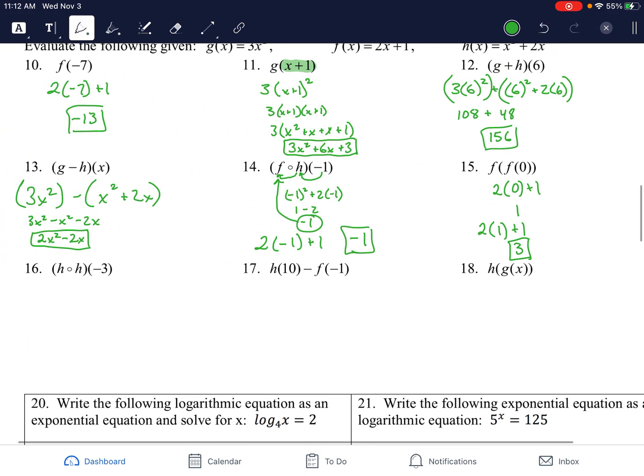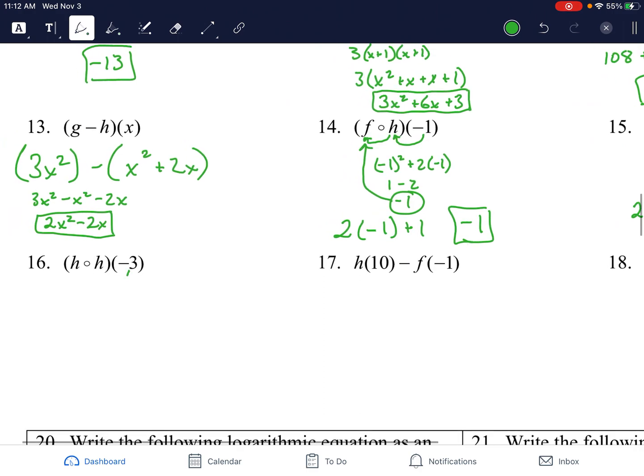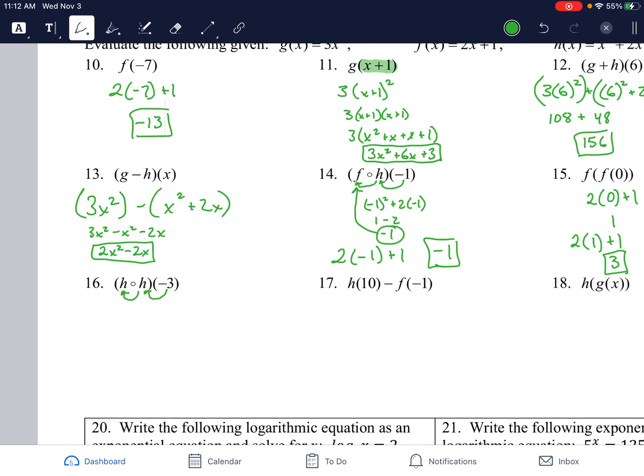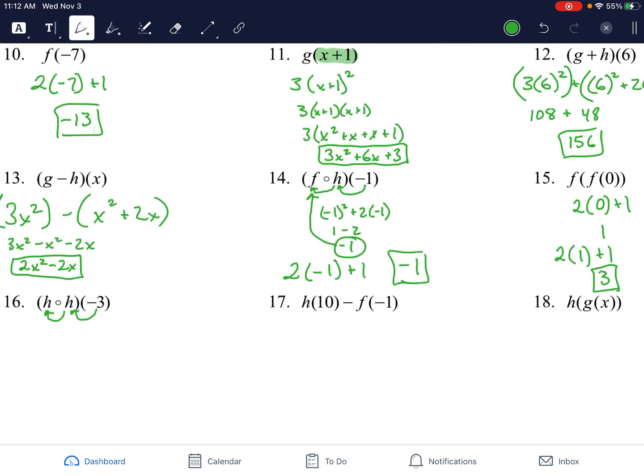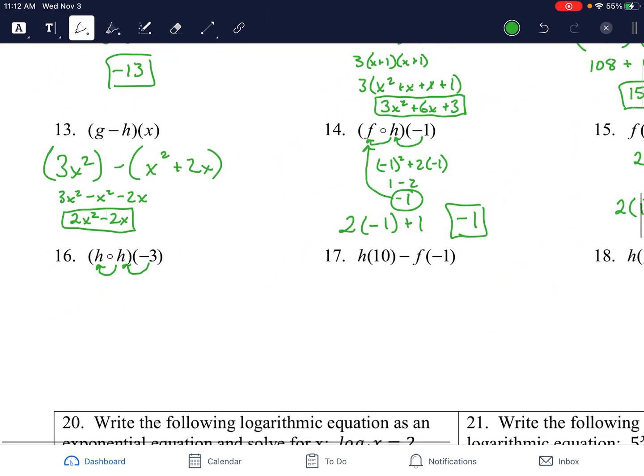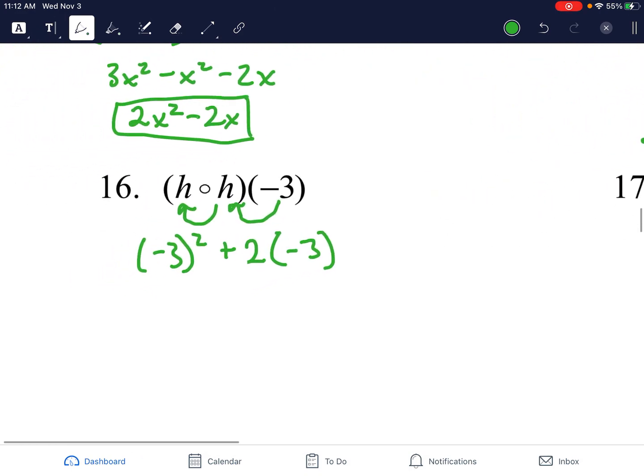Okay, h. We're putting negative 3 into the h function, and whatever we get out of that, we're putting back into the h function one more time. We have x squared plus 2x, so it's going to be negative 3 squared plus 2 times negative 3. We're going to figure out what this answer is, and whatever that is, we're going to put back into the h function one more time. Negative 3 squared is 9. 2 times negative 3 is negative 6, which gives us positive 3.